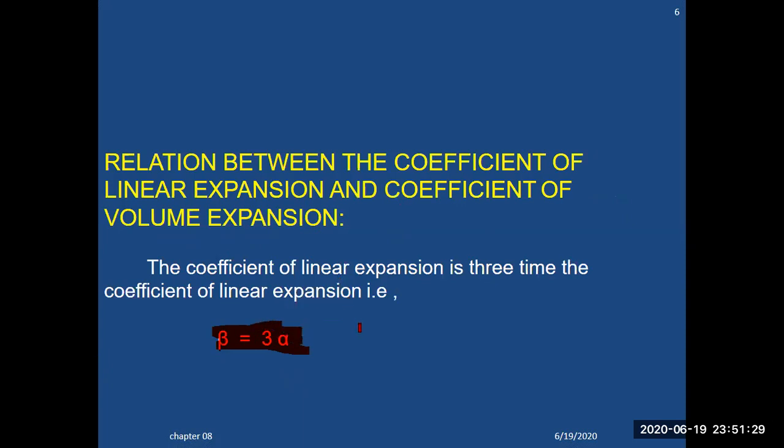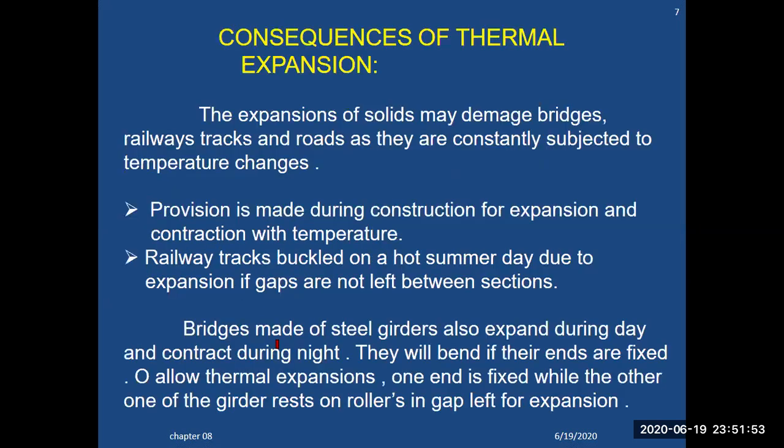Why? Because when you take a block, the increase in volume is due to the increase in length, breadth, and height, 3 times. So that's why it is 3 times alpha. So if anytime it is asked what's the relation of volumetric expansion with linear expansion, it is 3 times linear expansion, because the expansion is along 3 dimensions.